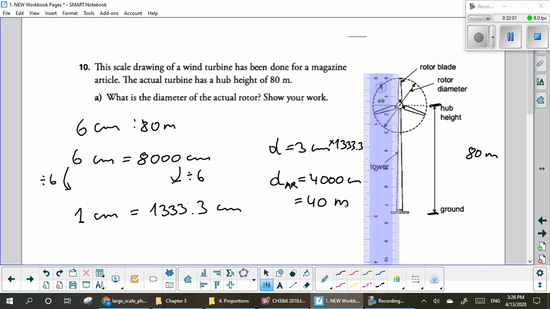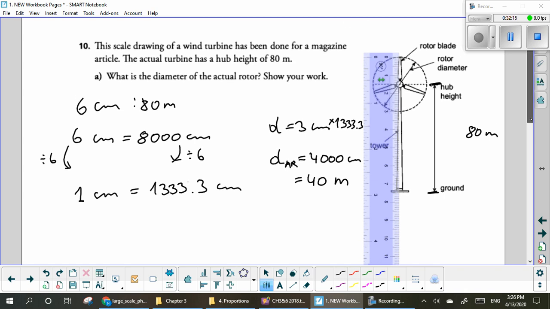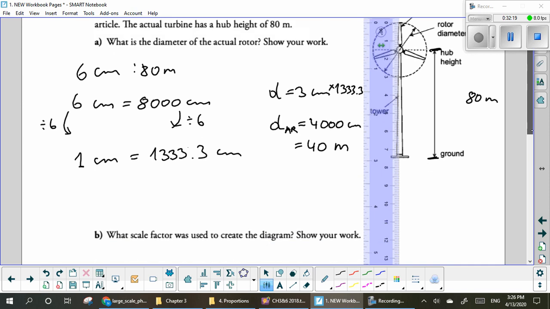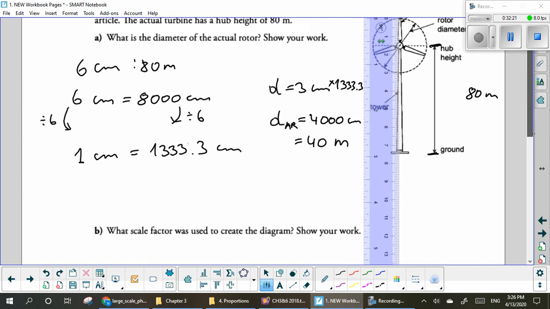That's pretty large. It seems the diameter is half of that hub height. And that's how you're going to have to do this. It's a multi-step question. You have to get some information from the first part that's given to you, and then find what they're actually looking for.